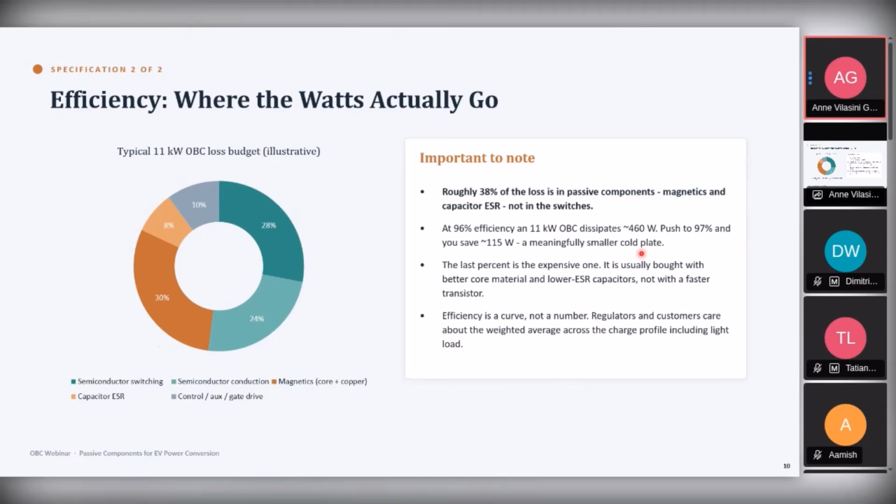That's why it's expensive, because usually you have to go for better core material in the passives and better capacitors and so on. So efficiency is also not just a number, because customers care about the average efficiency across the whole charging profile. You should not think of it as just a number on the data sheet, but as performance along the entire charging profile.